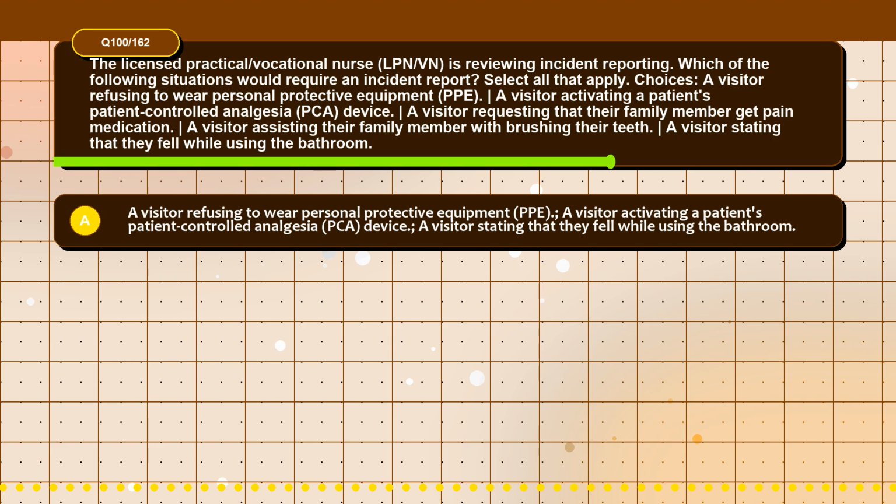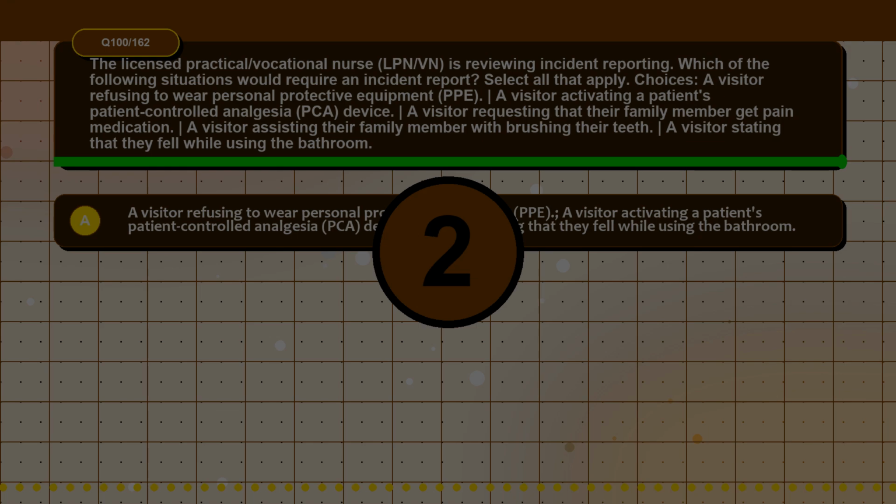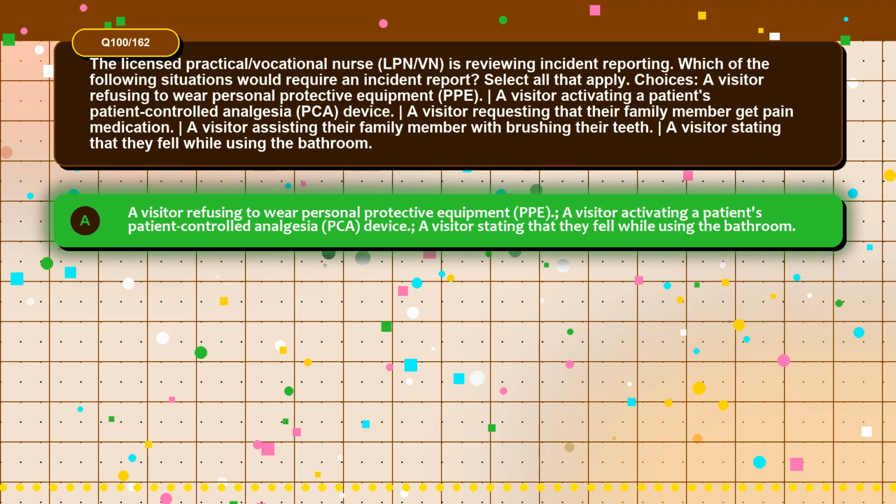Here are the options. Option A. A visitor refusing to wear personal protective equipment, PPE. A visitor activating a patient's patient-controlled analgesia, PCA, device. A visitor stating that they fell while using the bathroom. The correct answer is option A.